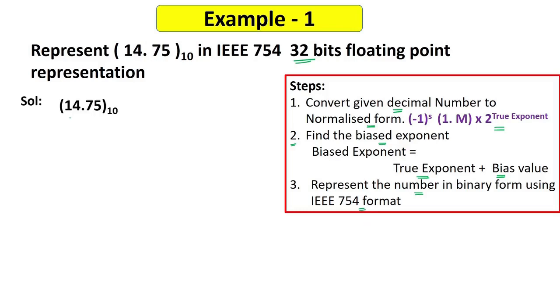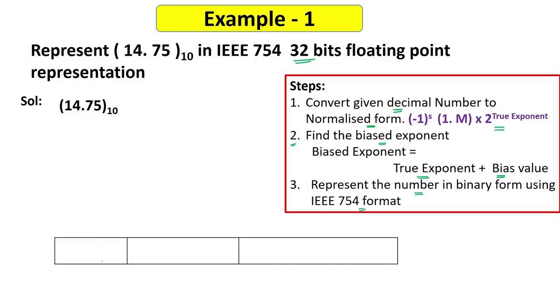So let's apply these steps on this example. Here you can see we are given this number 14.75, and our aim is to represent it in the single precision or 32-bit format. This sign field is of 1 bit, this exponent field is of 8 bits, and the mantissa field is of 23 bits, right? So the first step is to represent this 14.75 in binary form. Here you can see this bit has weight 1, this is 2, this is 4, and this is 8. So this is a simple binary form of 14. Now after the point, we have this 0.75.